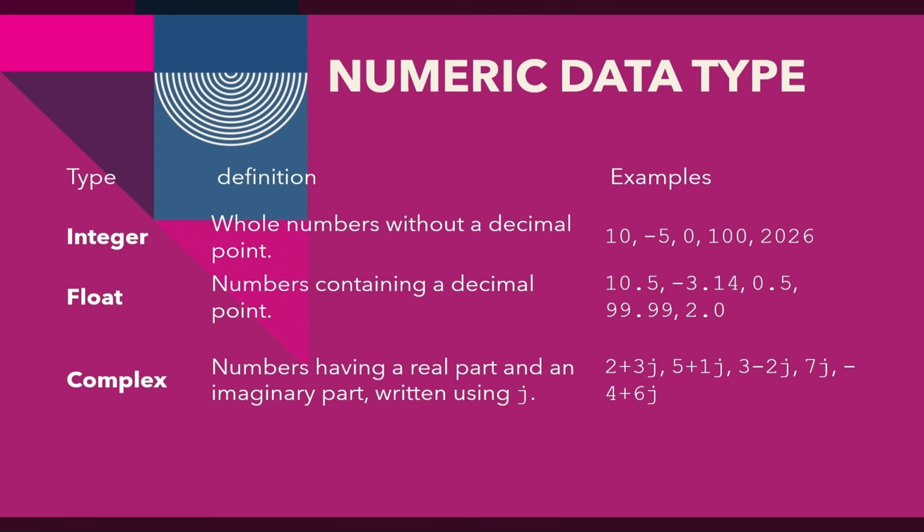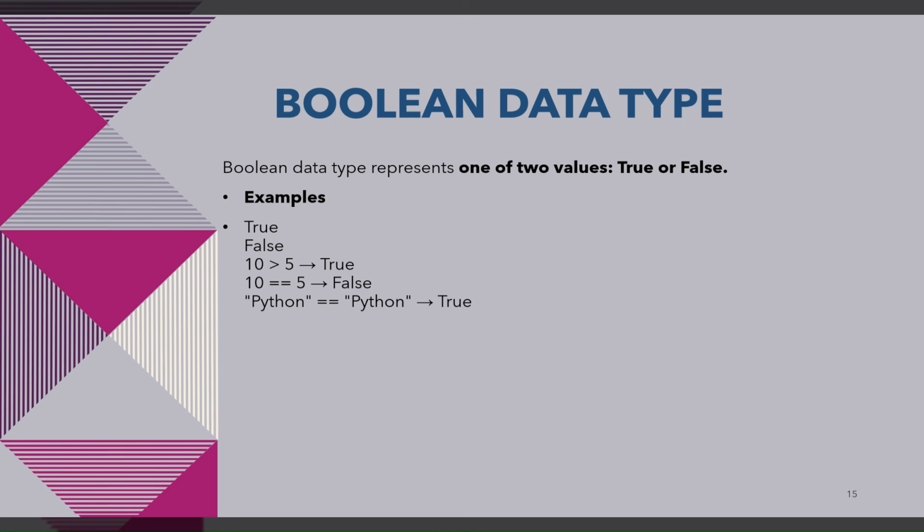Complex numbers have a real part and an imaginary part, and they are written using j. So examples for this would be 2 plus 3j, 5 plus 1j, 3 minus 2j. These all are the examples of complex category. So these three are the numeric data types in Python: integer, float, and complex.